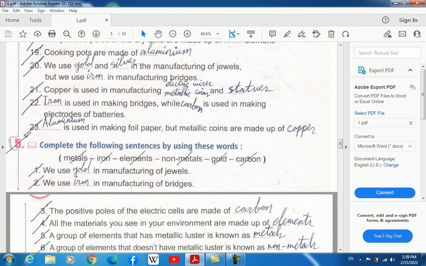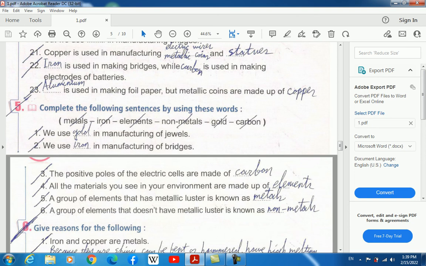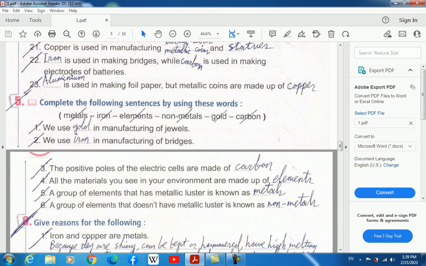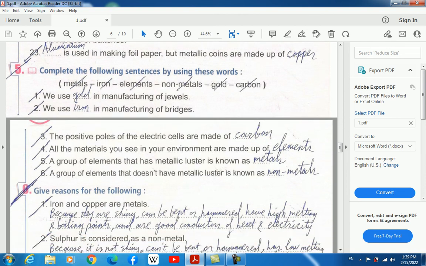19. Cooking pots are made of aluminium. 20. We use gold and silver in the manufacturing of jewels, but we use iron in manufacturing of bridges. 21. Copper is used in manufacturing electric wires and metallic coins and statues. 22. Iron is used in making bridges, while carbon is used in making electrodes of batteries. 23. Aluminium is used in making foil paper, but metallic coins are made up of copper.